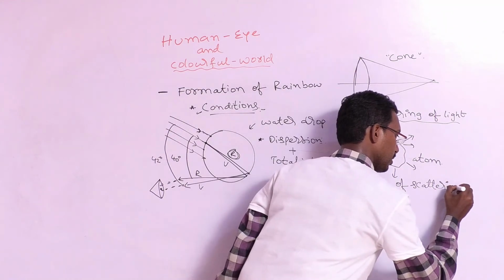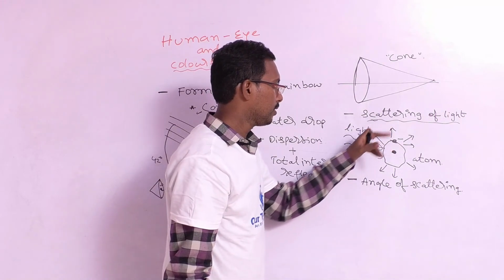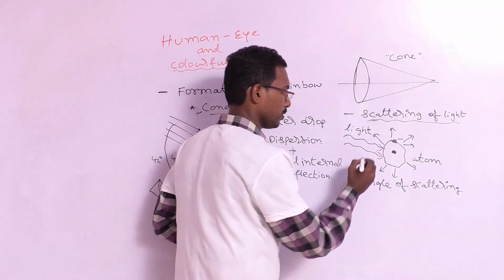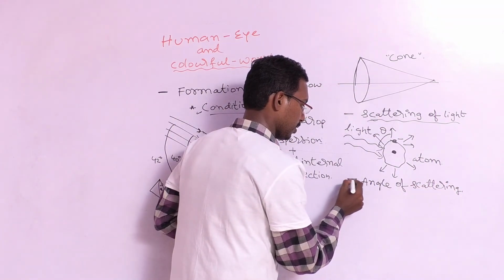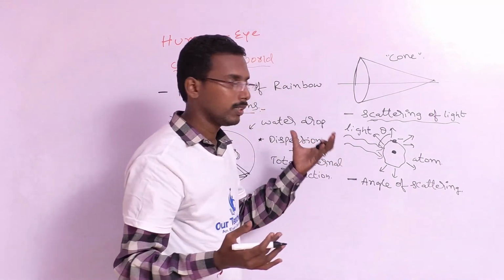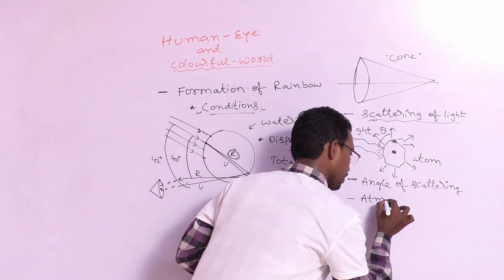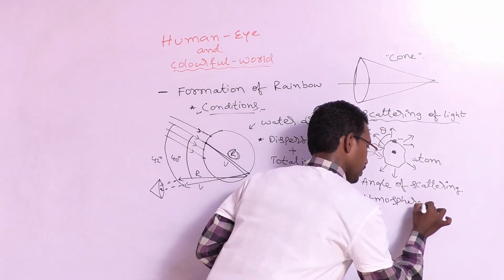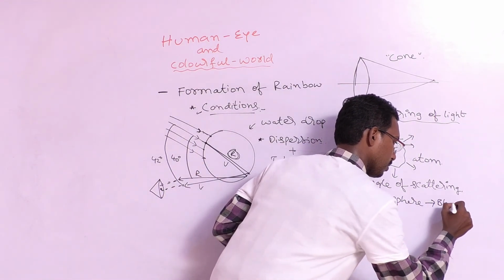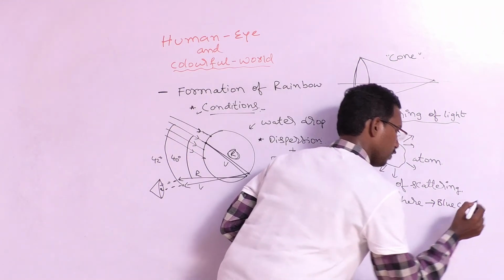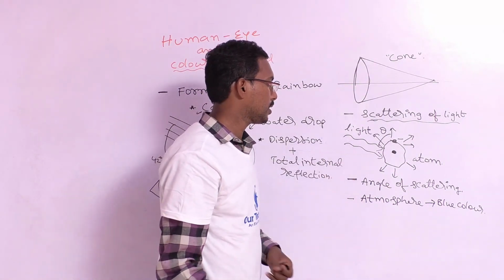What is angle of scattering? It's very easy. Angle of scattering is the angle between the incident ray and the scattered light, right? Suppose you take this one, this is known as the angle of scattering. This concept of scattering of light happens in the atmosphere, and this leads to blue color. We have nitrogen and oxygen molecules. They are responsible for scattering of blue color, and this is the topic of our lesson.